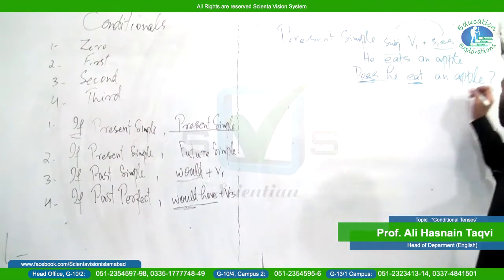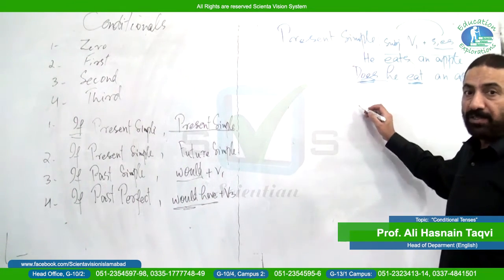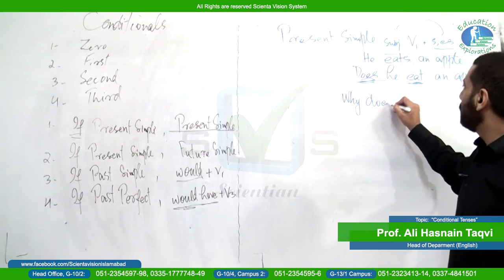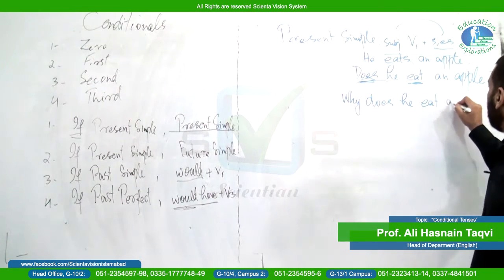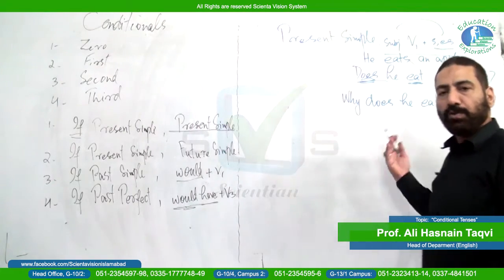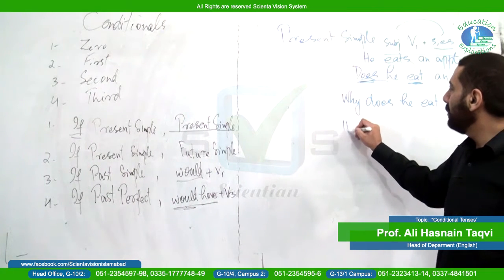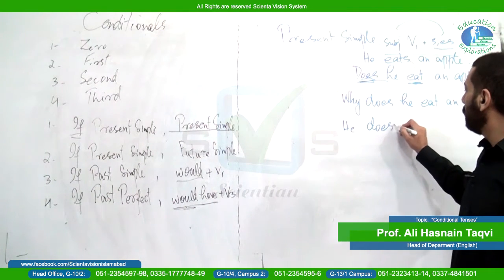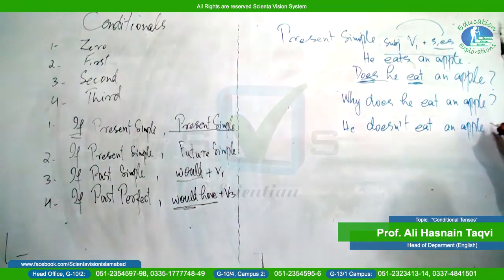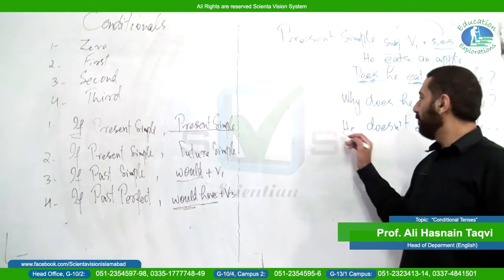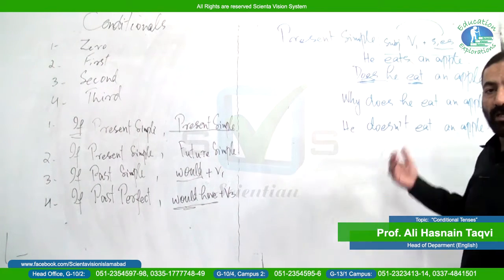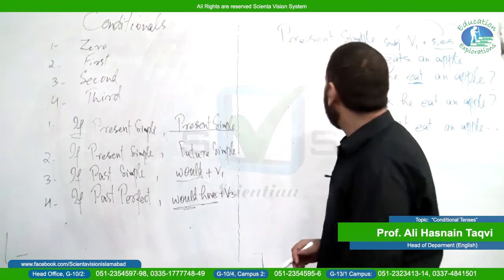Does he eat an apple? That's an interrogative. You could have a double interrogative, let's say with some WH word. Why does he eat an apple? You could have a negative sentence. He does not eat an apple. You could have this in interrogative version. Does he not eat an apple? Or why does he not eat an apple? So you are already familiar with these structures.